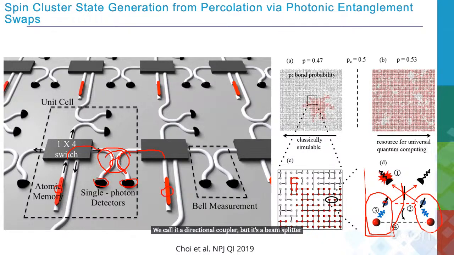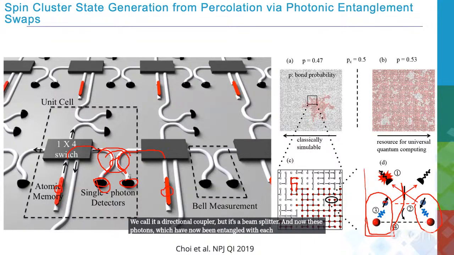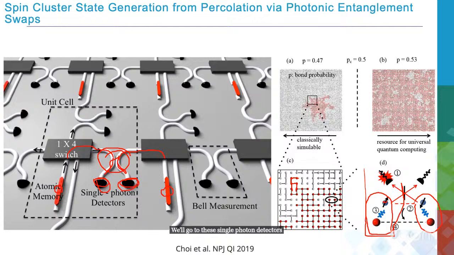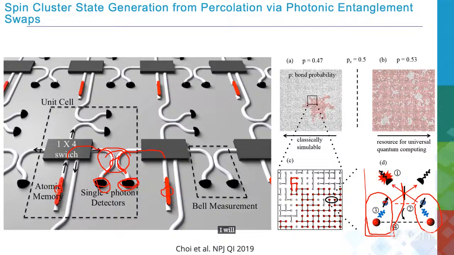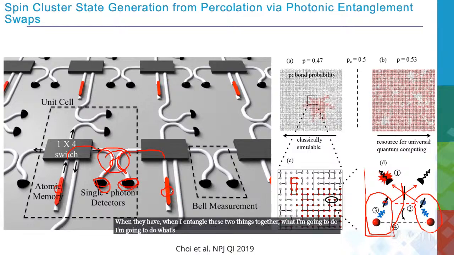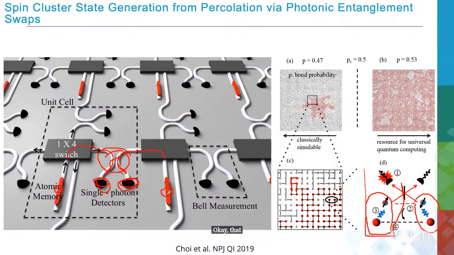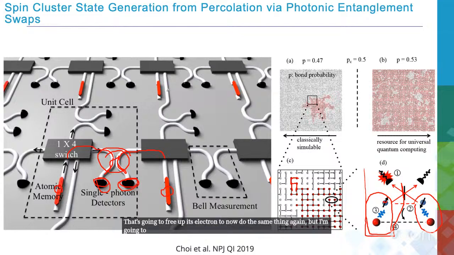And now these photons, which have now been entangled with each other, just like before, will go to these single photon detectors, and the click pattern will determine whether or not these have successfully been entangled with each other. It's not deterministic, it's probabilistic, but when I get that specific click pattern, I will herald that these have now become entangled with each other. When I entangle these two things together, I'm going to do what's called shelving the entanglement of this one in its nuclear spin. So I'm going to transfer that to the nuclear spin. That's going to free up its electron to now do the same thing again, but I'm going to try to do it, say, with the color center over here.